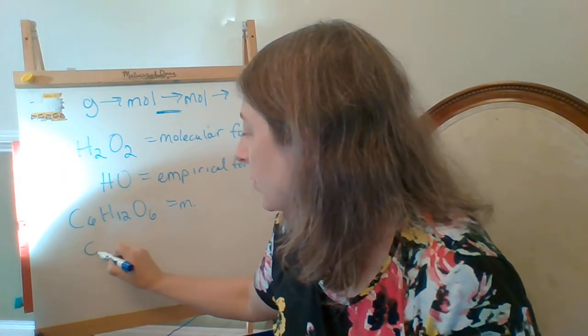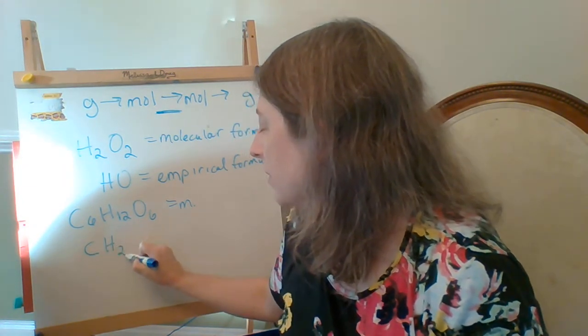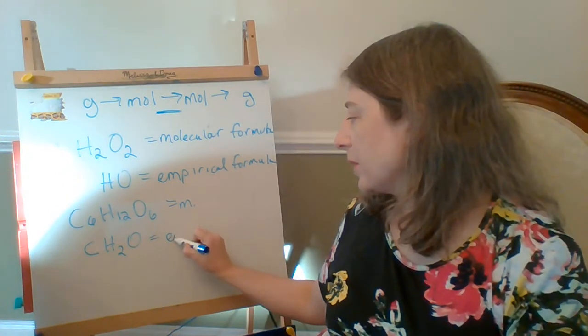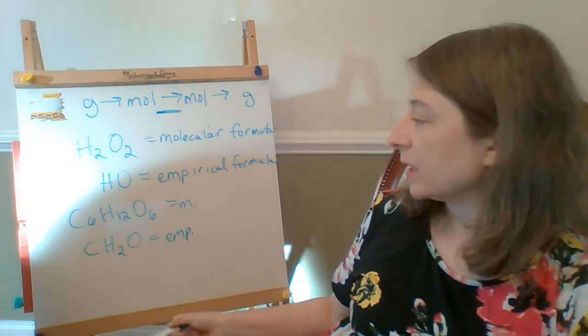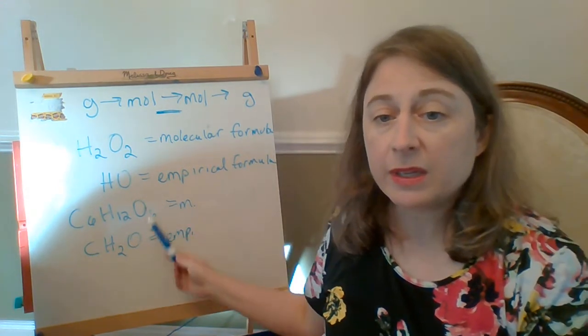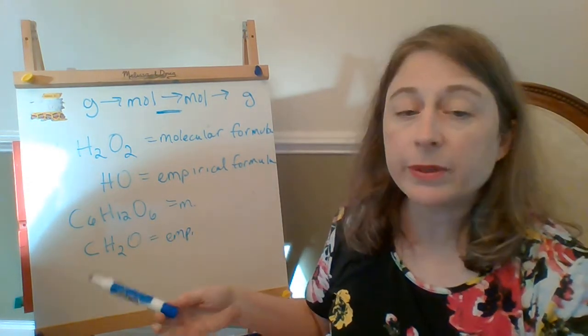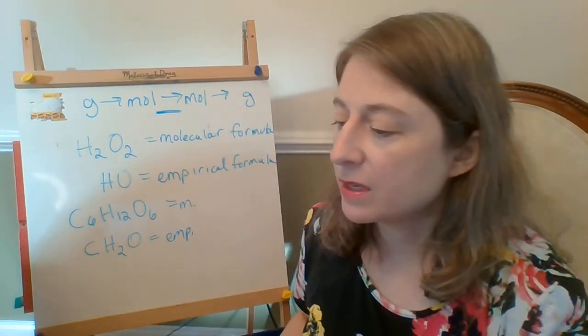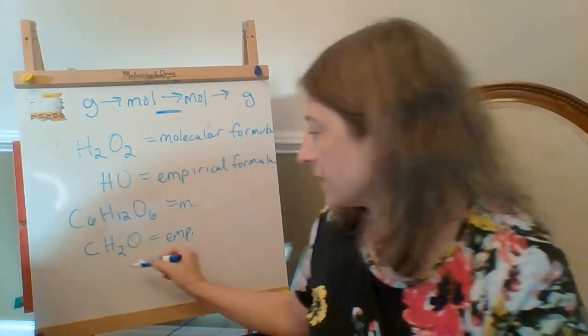I could say there's one carbon for every two hydrogens and every one oxygen, and that would be the empirical formula, right? So the molecular formula tells us the truth, what's really in each molecule, and the empirical formula just gives us a ratio of the elements in a particular compound, right? Many sugars have this same ratio, right?